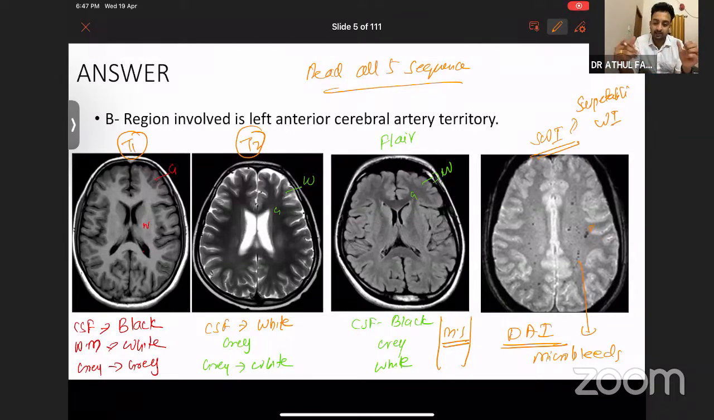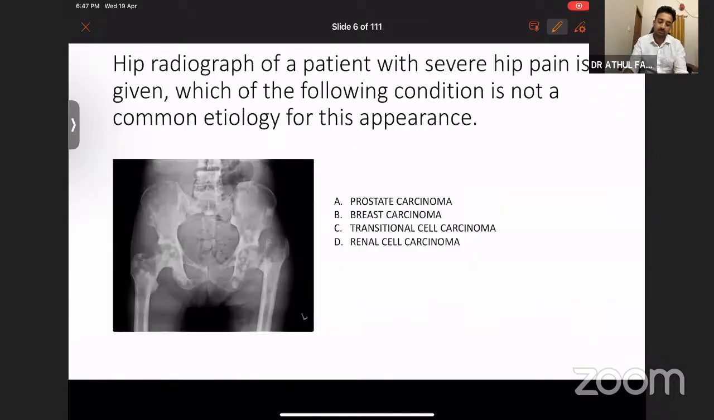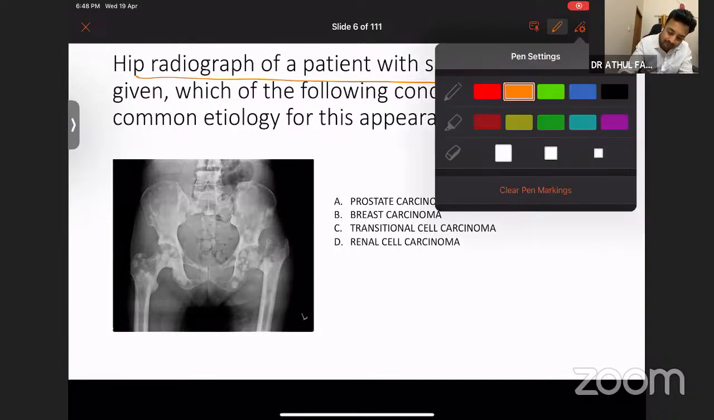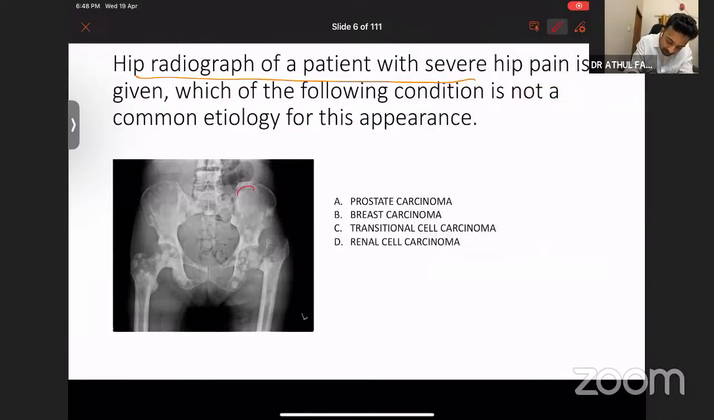So these are the main sequences that help you to find out findings, okay? Now the other simple question. This is a case of a hip radiograph of a patient with severe hip pain. I have not given whether the patient is male or female, but the patient is coming to you with severe pain. You have taken an AP view X-ray of the hip, and you are seeing multiple hyperdense lesions in the hip. Which of the following is not a common etiology for this appearance?